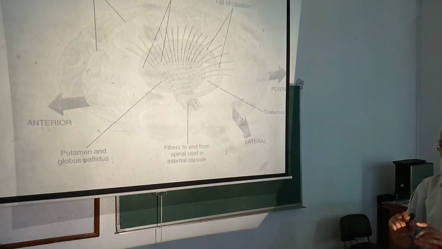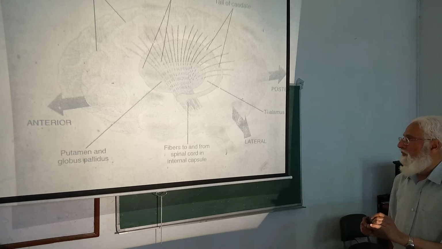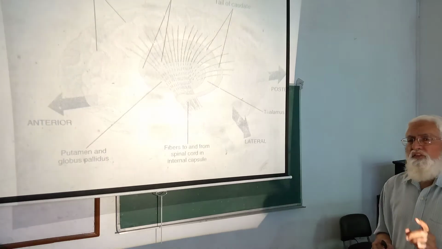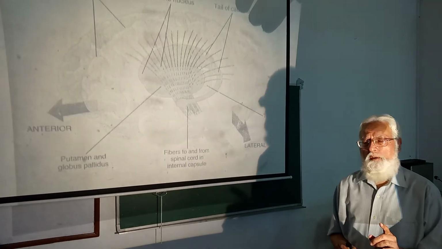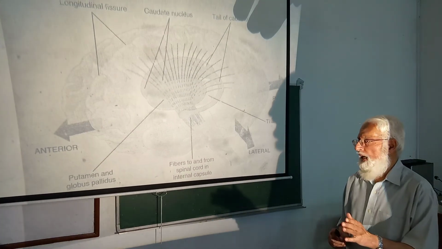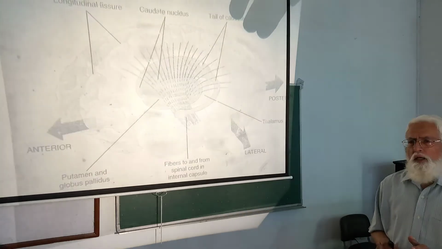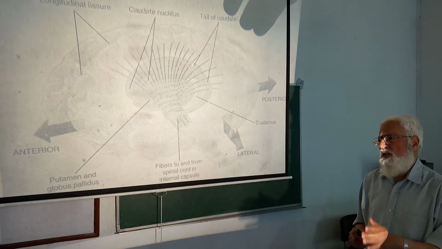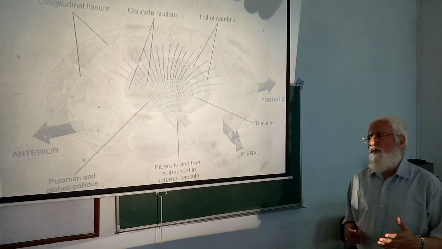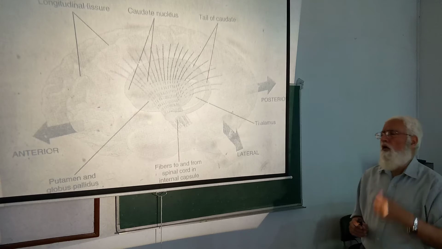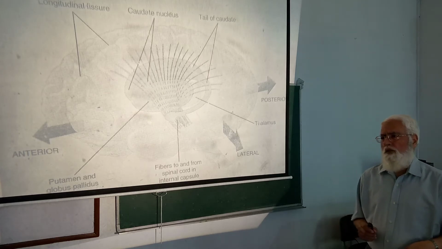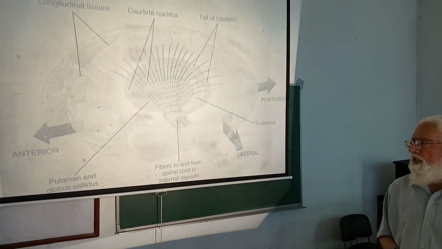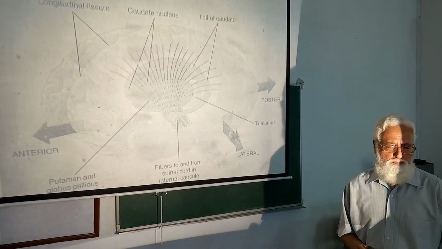So this is the introduction to the basal ganglia. Basal ganglia form an accessory motor system which does not function independently, but with the help of the motor cortex and corticospinal system.